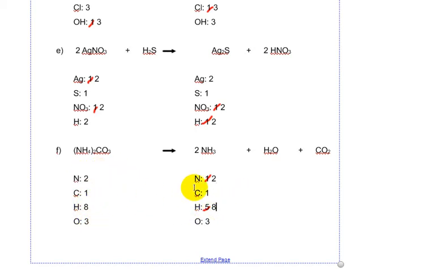2, 1, 8, 3, 2, 1, 8, 3. 2 nitrogens, 2 nitrogens. 8 hydrogens, 8 hydrogens, 1 carbon, 1 carbon, 3 O's, 3 O's. Look at that, it all worked out. Way easier than I thought it would be.